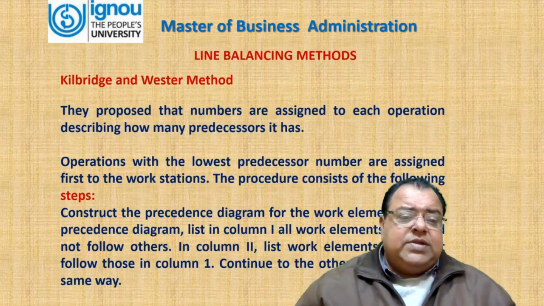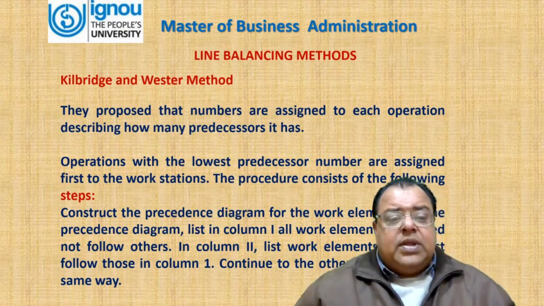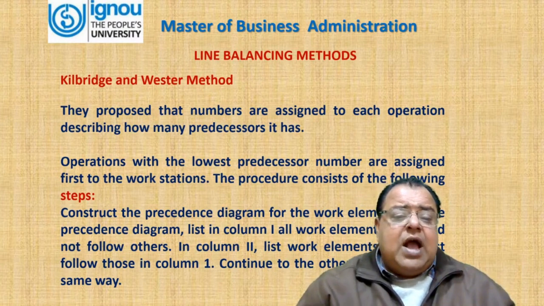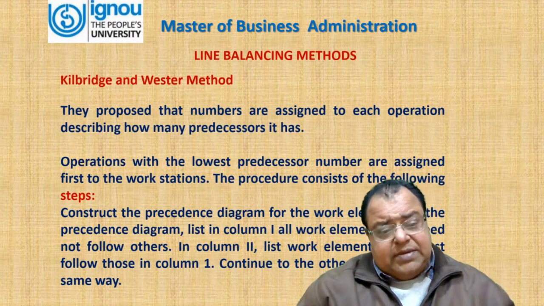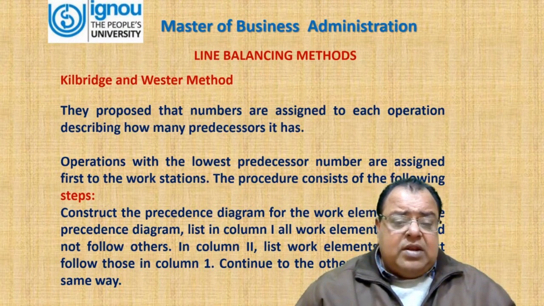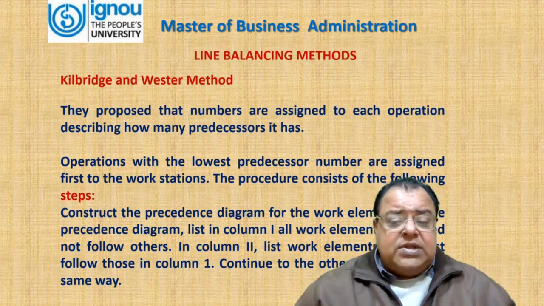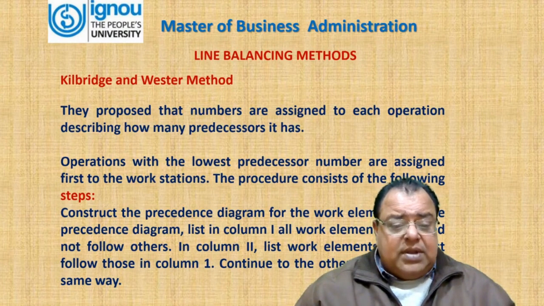First one is the Kilbridge and Wester method. They propose that numbers are assigned to each operation, describing how many predecessors it has. Operations with the lowest predecessor number are assigned first to the workstation. The procedure consists of the following steps.